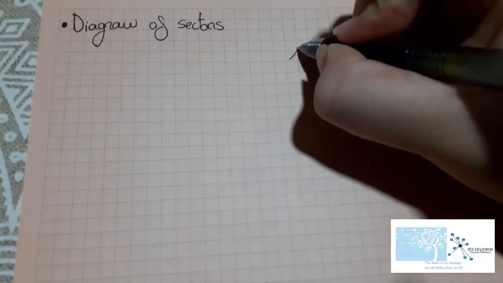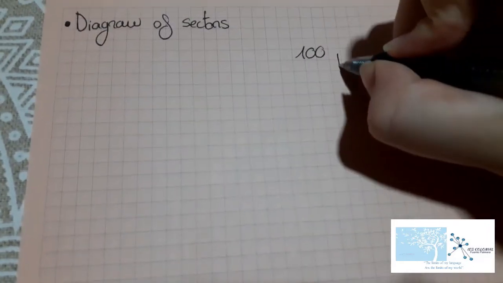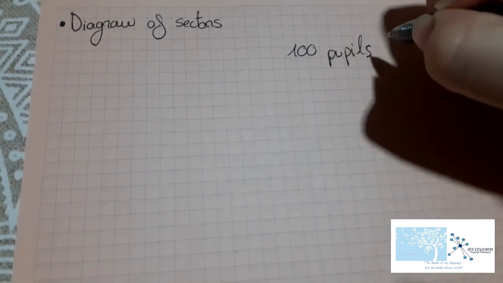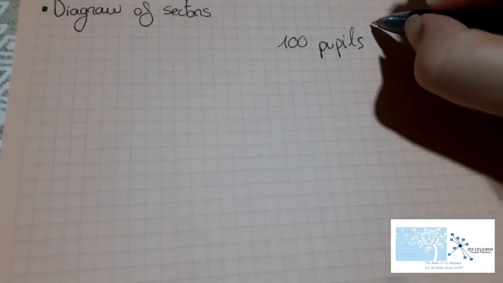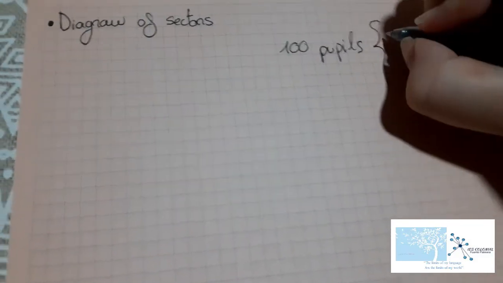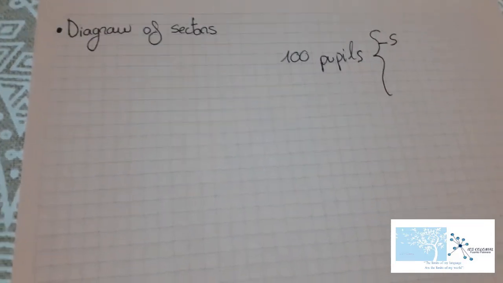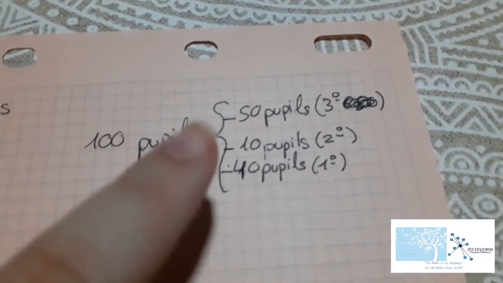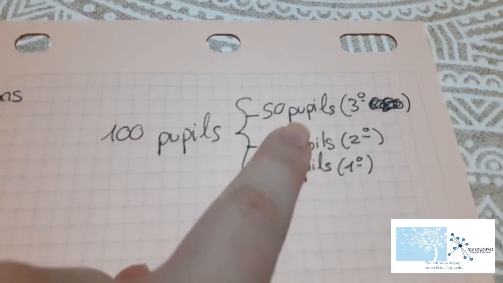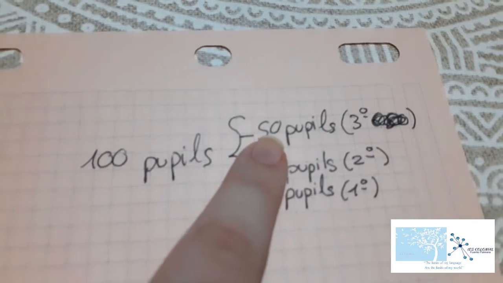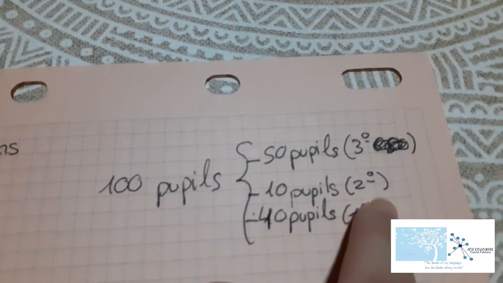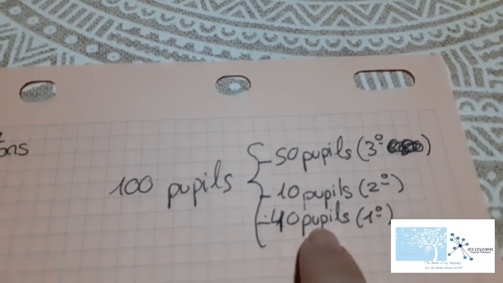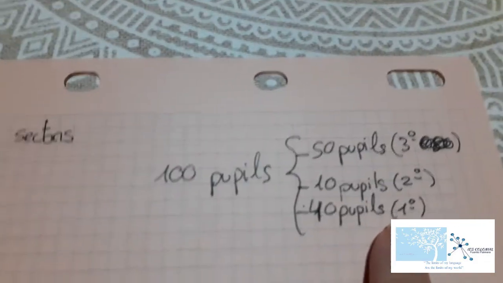For example, I have a school with 100 pupils. 50 pupils are in the third year. 10 pupils are in the second year. 40 pupils are in the first year.